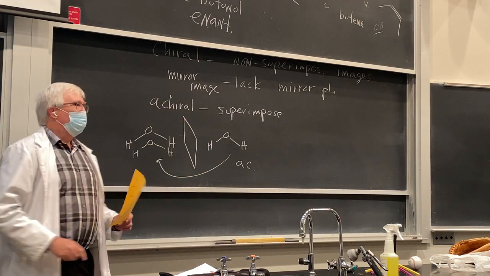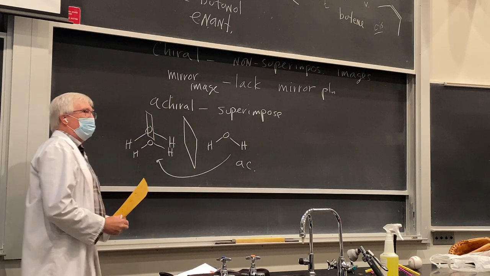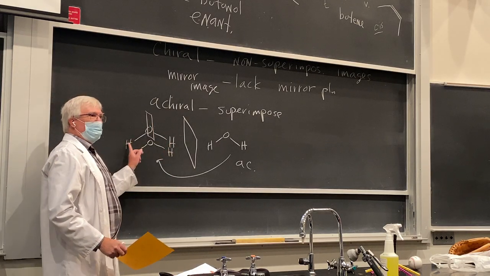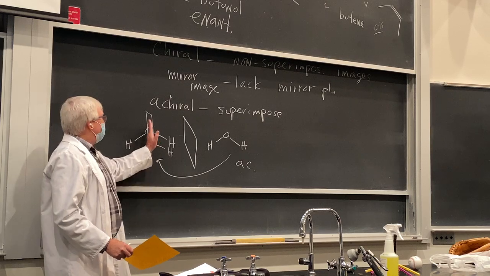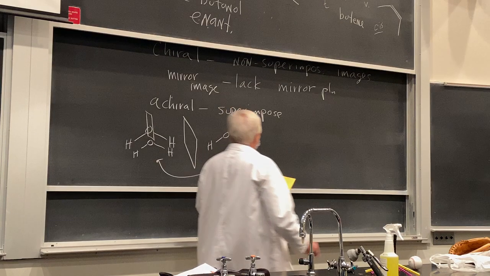So it has an internal mirror plane. You can see where that mirror plane is, right in the middle of the molecule. The two hydrogens on opposite sides are the same. That bisects right at the oxygen atom position, okay? What about this?